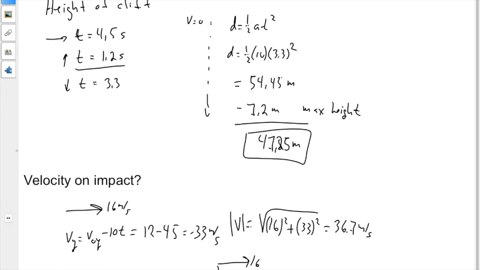So the angle is going to be arctangent of 33 over 16. Clearly I'll get a number that's bigger than minus 45. That's what we get: 33 divided by 16 gives an angle of minus 64.13 degrees. So I think that's it. Thank you.